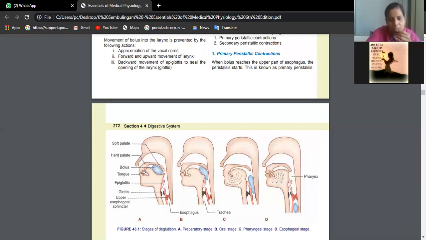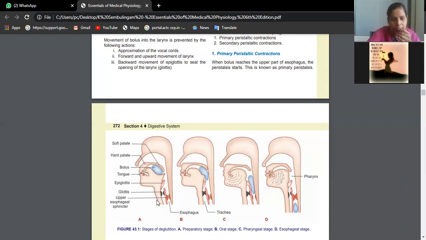In this oral stage, what you will see, the food bolus is slowly slipping from the oropharynx. Now it has to go into the laryngopharynx. The laryngopharynx here has two passages. It can either go into the larynx or it can go into the esophagus. So that means a series of steps should occur in such a way.